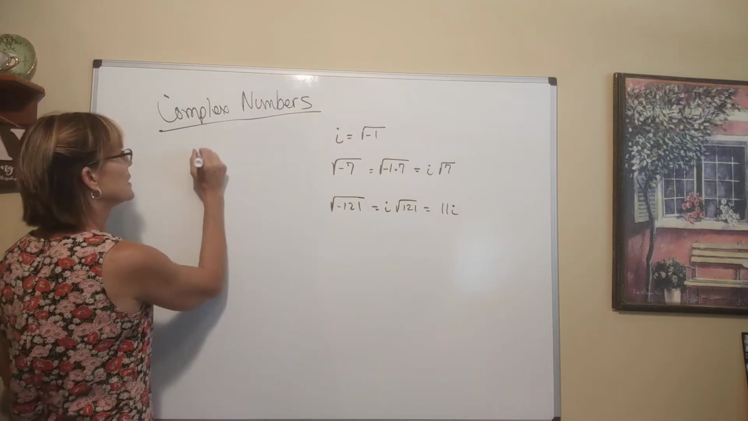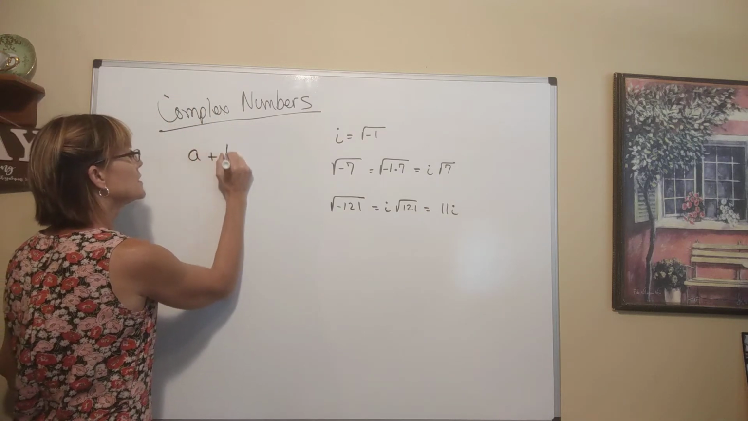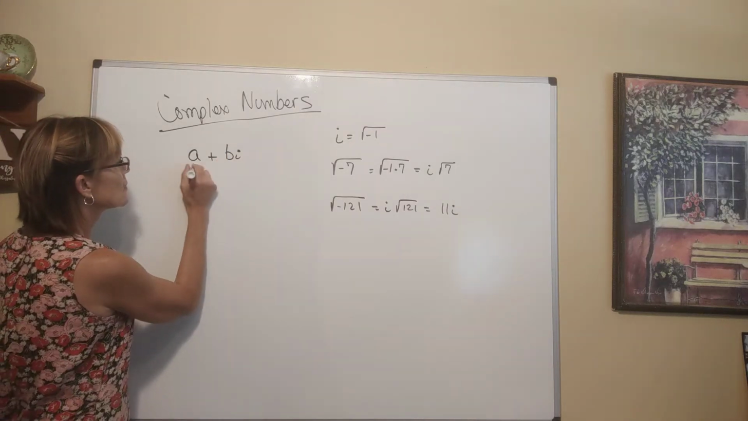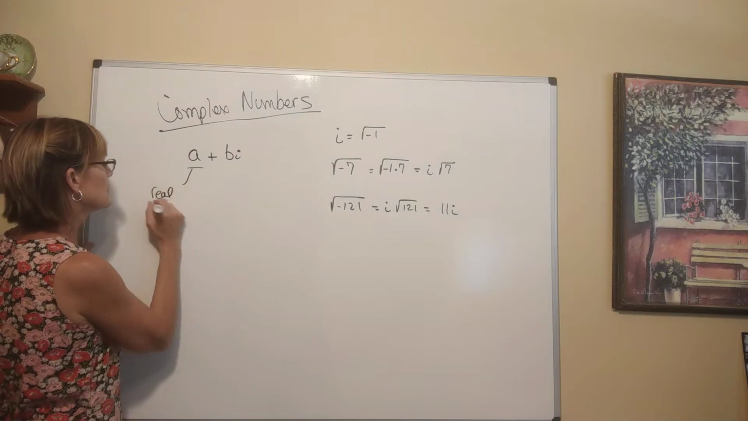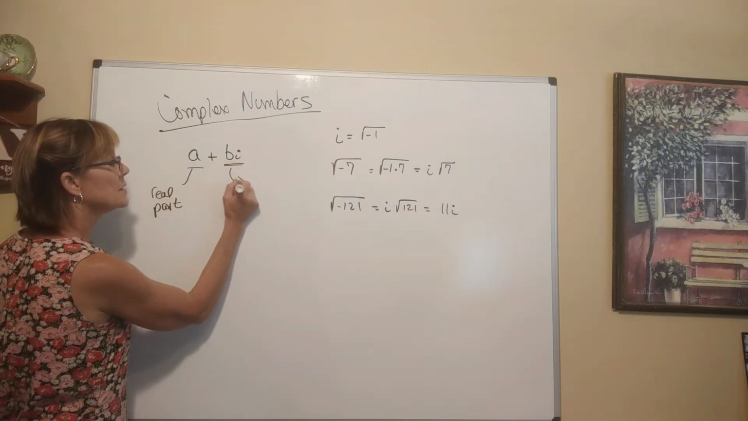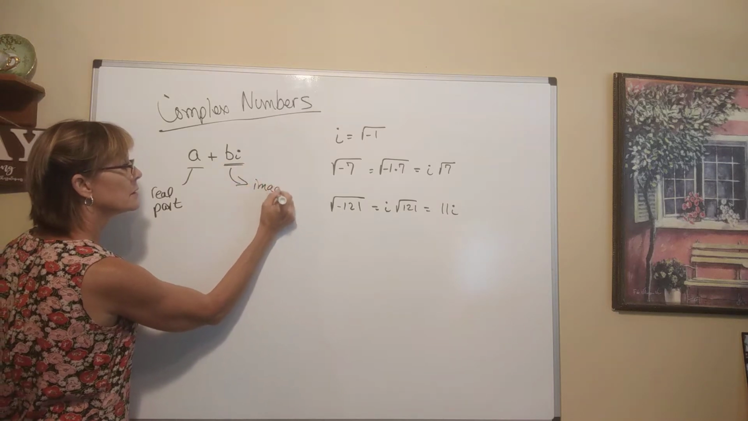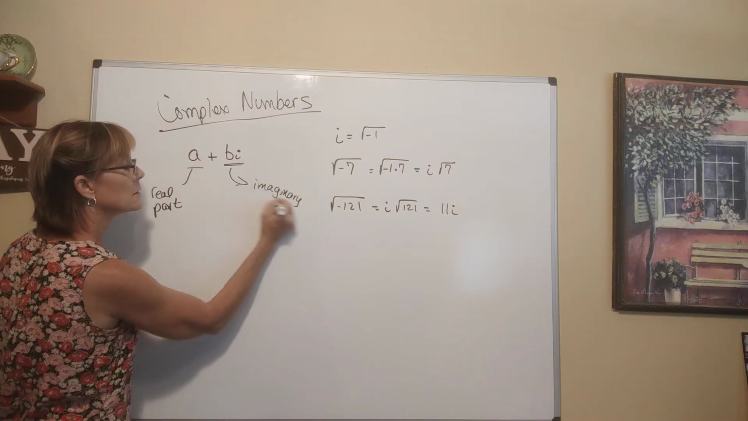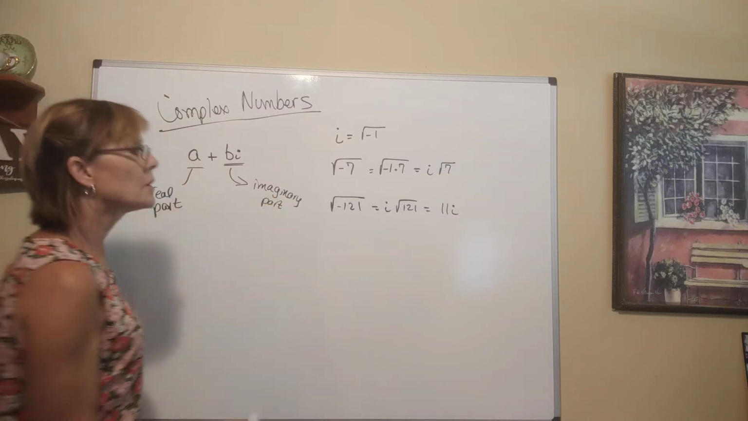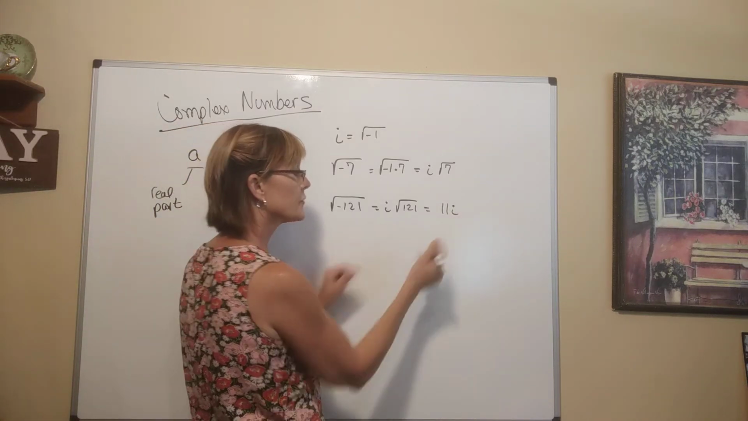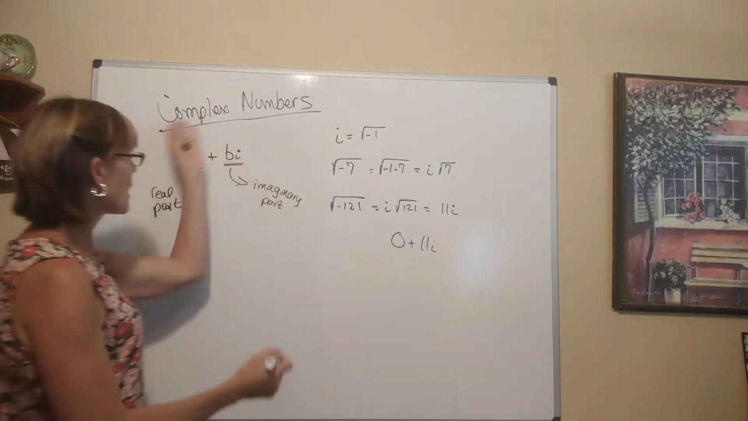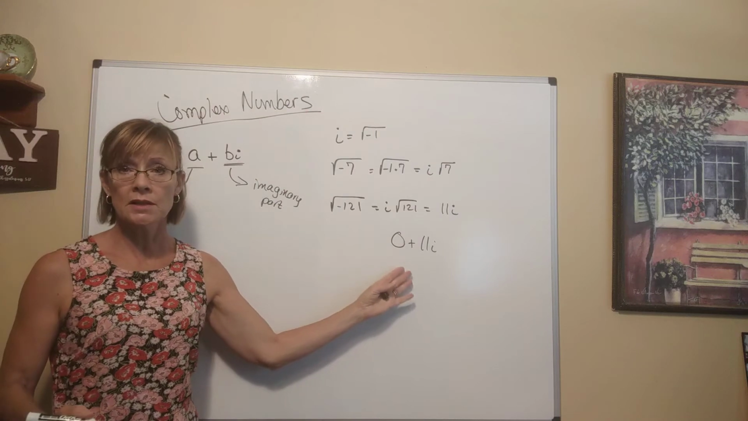Complex numbers are simply this. You have a plus b times i, where a and b are real numbers. a is known as the real part, and bi is known as the imaginary part. So for instance, if I have a number like 11i, what is its real part? Well, its real part is 0. If I wanted to write it in the complex number form, that would be 0 plus 11i.